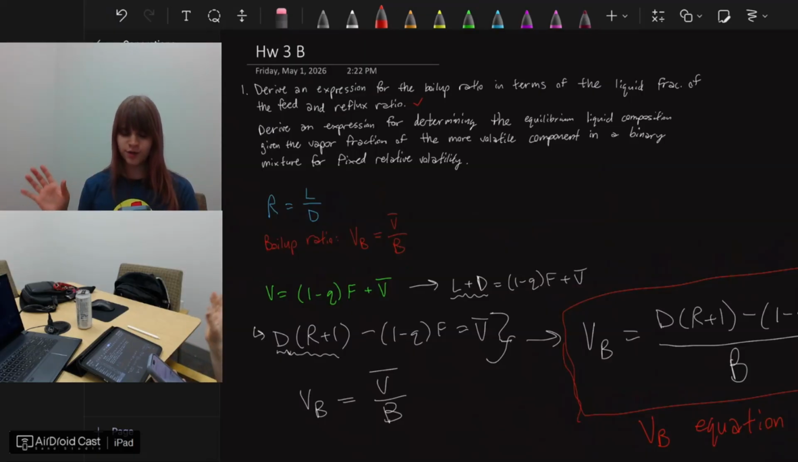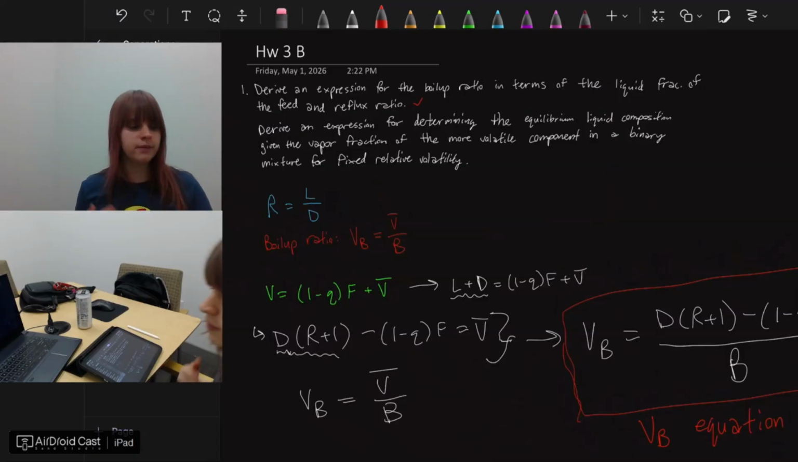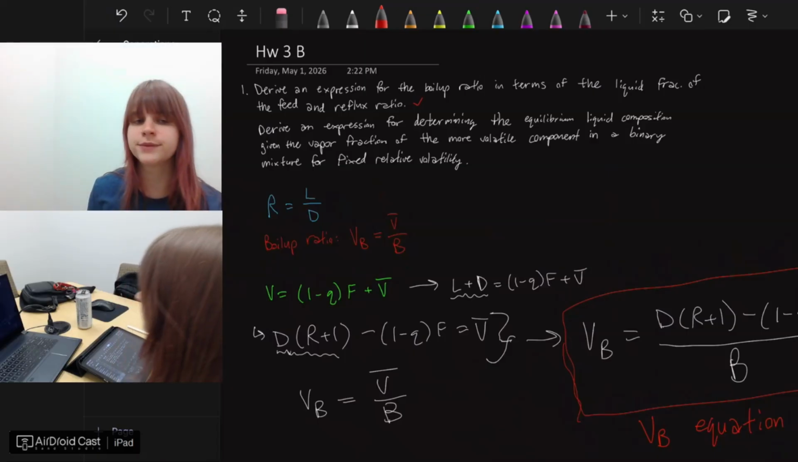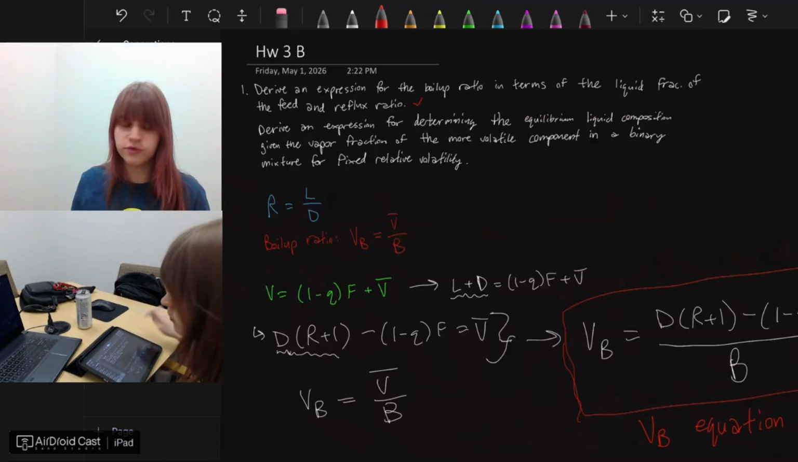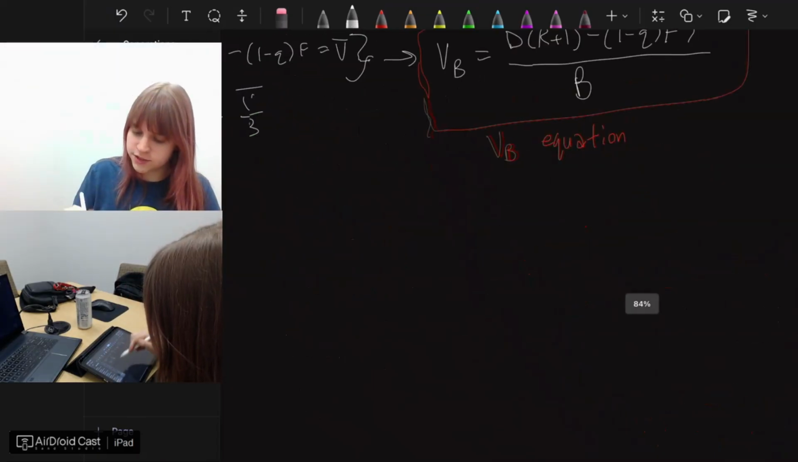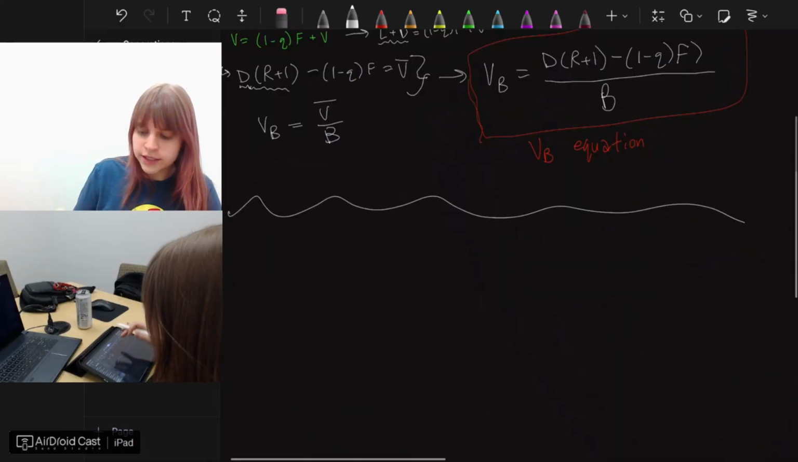And I had to look it up to make sure I was giving this information correctly, but the constant molar overflow idea essentially means that for every mole of vapor condensed, exactly 1 mole of liquid is vaporized, and that is why we get straight operating lines on the diagram that we're going to draw in a little bit. So moving on, I want to go into a few sections.